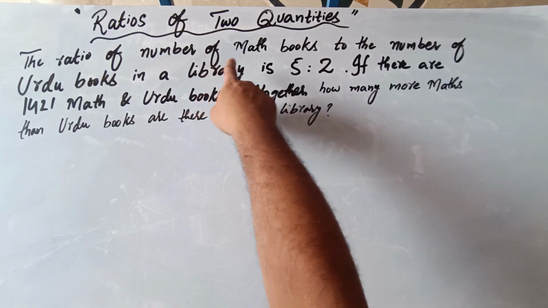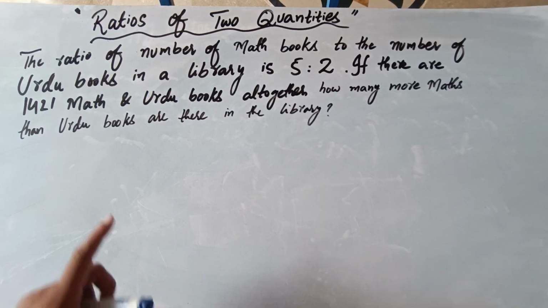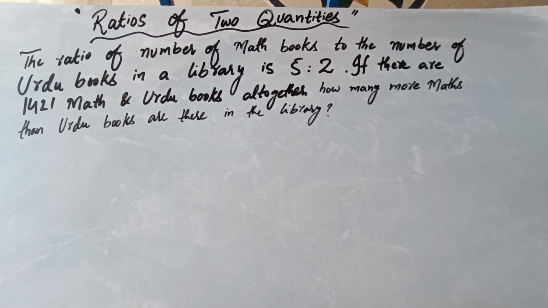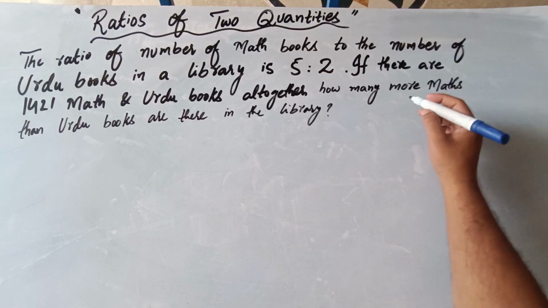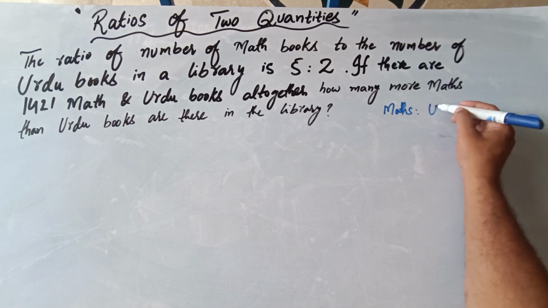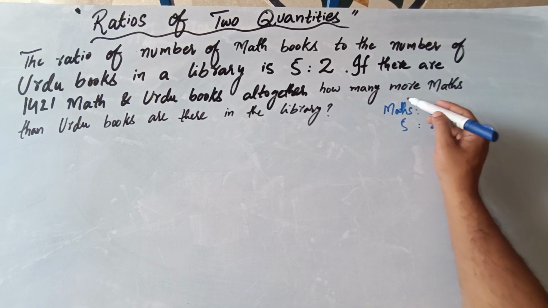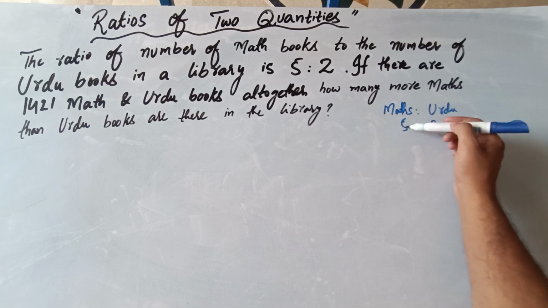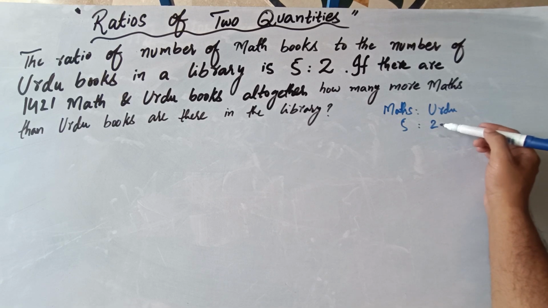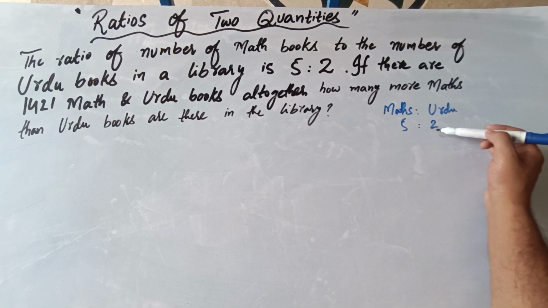The ratio of the number of maths books to the number of Urdu books in a library is 5:2. It means that the ratio of maths books to Urdu books is 5:2. Maths books are in the ratio of 5 and Urdu books are in the ratio of 2. It doesn't mean that there are 5 maths books and 2 Urdu books.